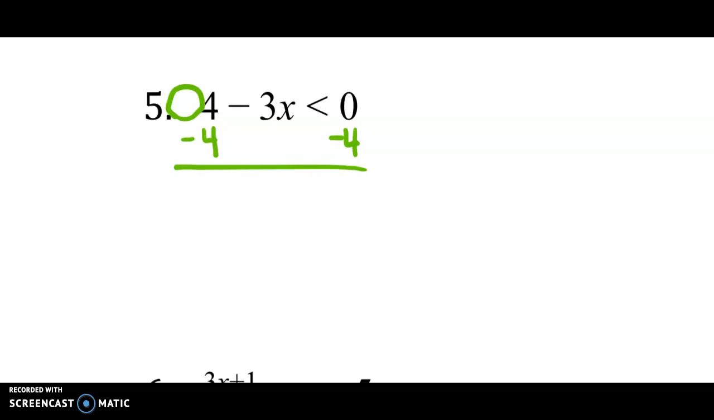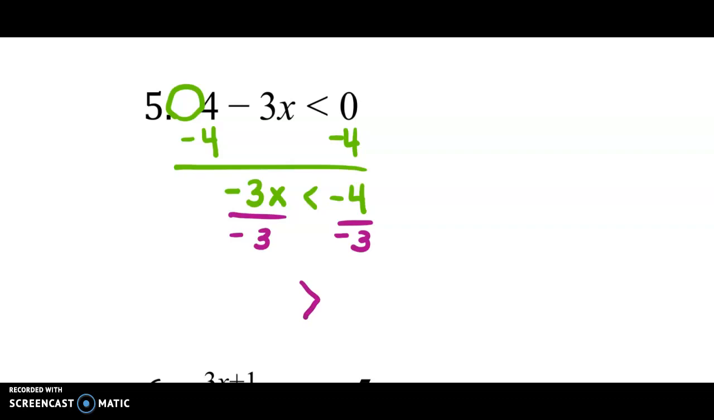So 4 minus 4 gives us 0. Don't forget to bring down that negative with the 3x. And then 0 minus 4 is -4. Our next step is then to get rid of the -3. So we will divide by -3 to both sides. Since the number we divided by was negative, we're going to switch our symbol to be greater than.